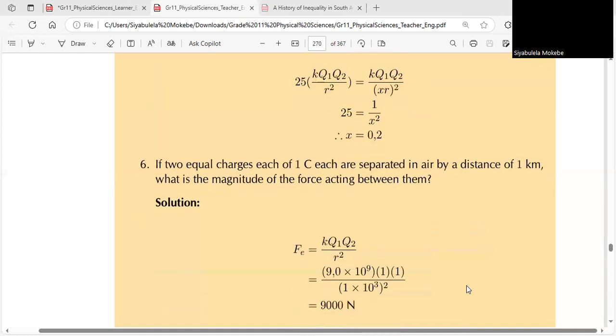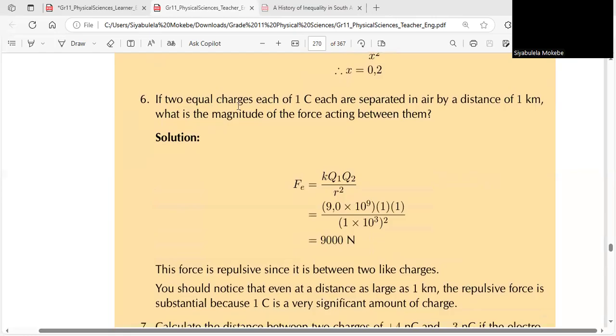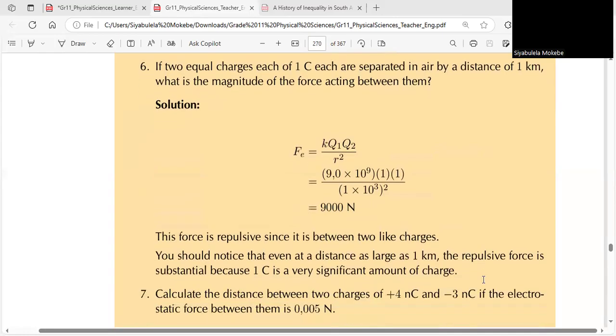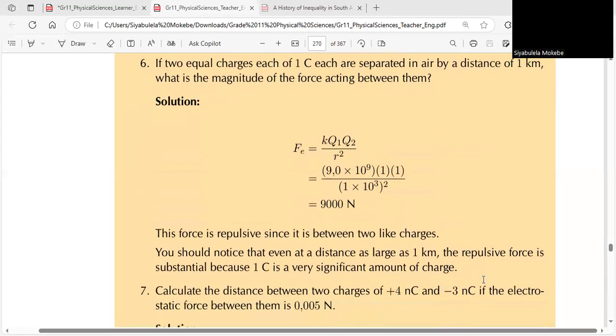Number 6. If two equal charges, each of 1 coulomb, are separated in air by a distance of 1 kilometer, the magnitude is just 9,000 newtons. This force is repulsive since it is between two like charges. You should notice that even at a distance as large as 1 kilometer, the repulsive force is substantial because 1 coulomb is a very significant amount of charge, very big.